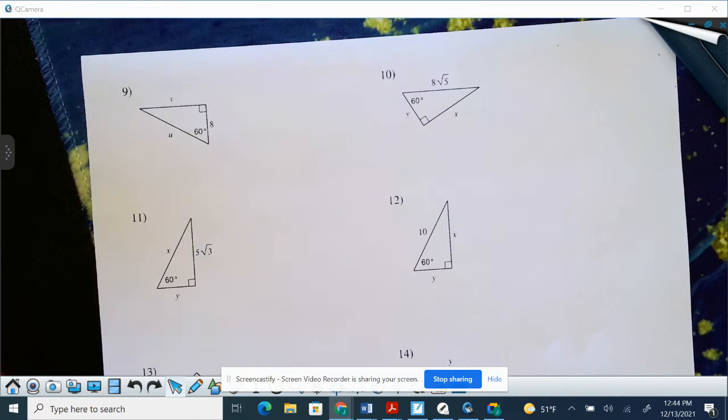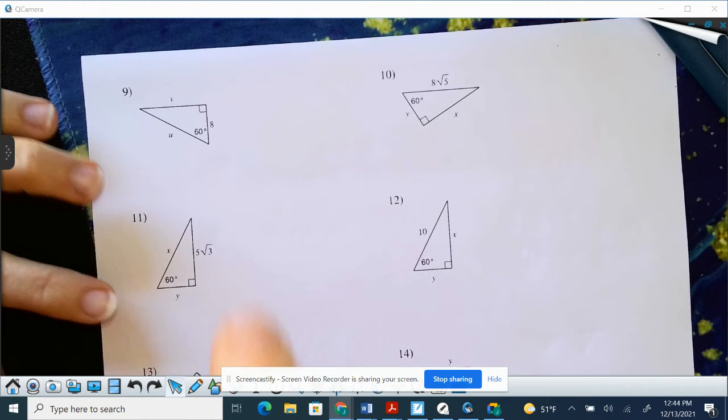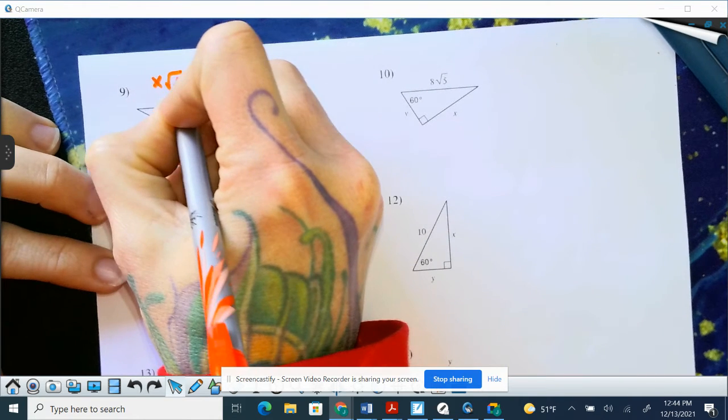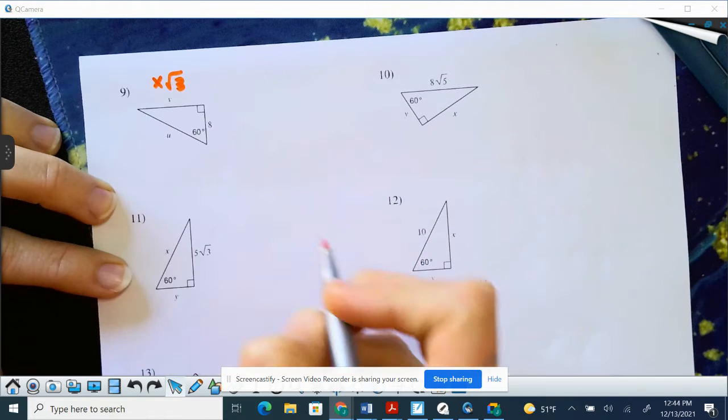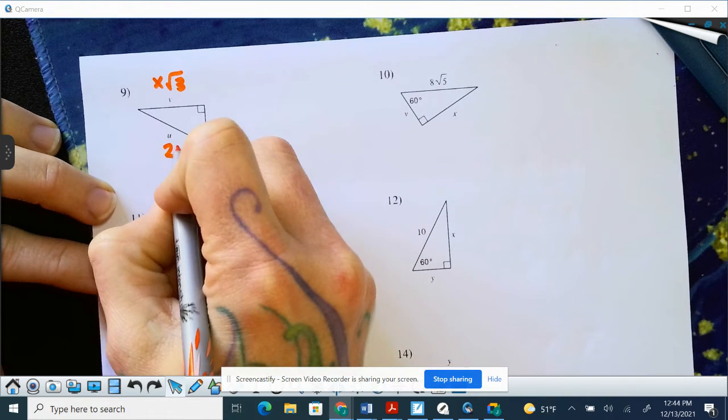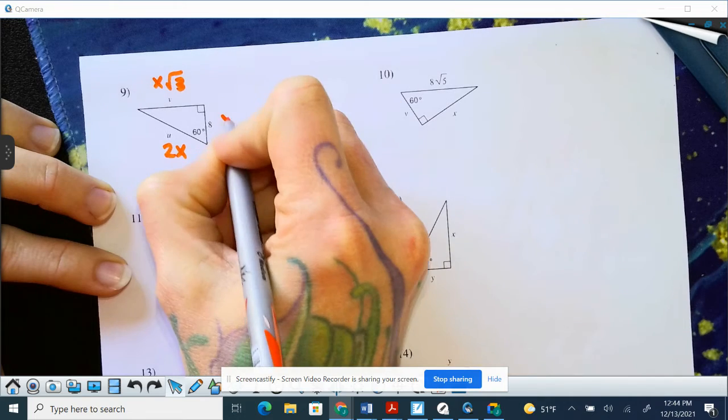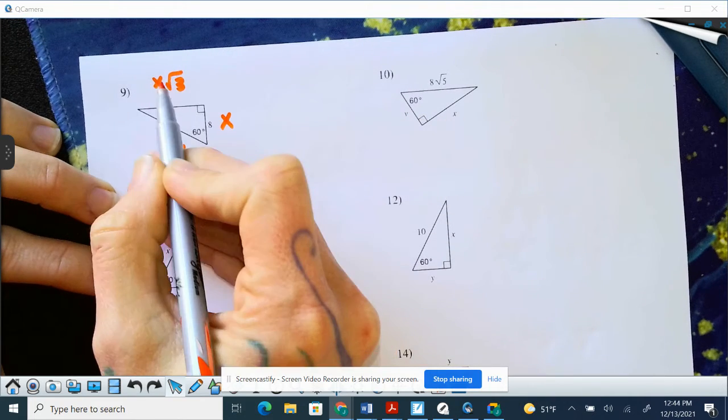So on with 30, 60, 90 triangles, special right triangles. Again, I would practice our ratio. So across from 60 is x square roots of 3. Our hypotenuse is always 2x. And across from 30 is going to be our x. So it's x, 2x, and x square roots of 3.